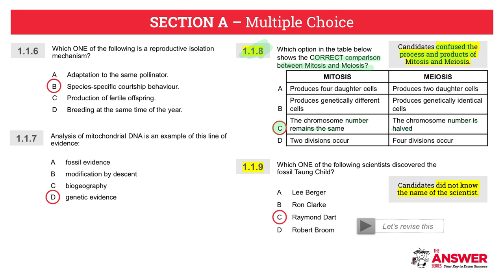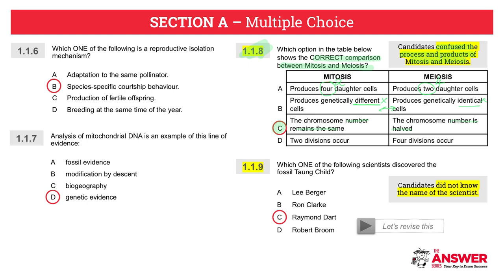The only way to reach that conclusion is to go through all the other options and use a process of elimination. A: mitosis does not produce 4 daughter cells, it produces 2, which is in this case written at meiosis, so those 2 needed to be swapped. B is incorrect because mitosis does not produce genetically different cells. That is the process of meiosis.